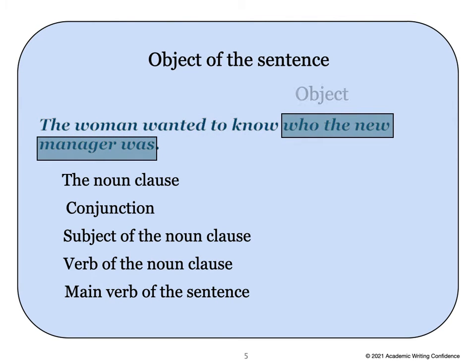Now, this shows that the noun clause is the object of the sentence. The subject is the woman, and the verb is wanted to know, and then the object is who the new manager was. She wanted to know who the new manager was. So as you can see, the noun clause can be the subject of a sentence or the object of the sentence.